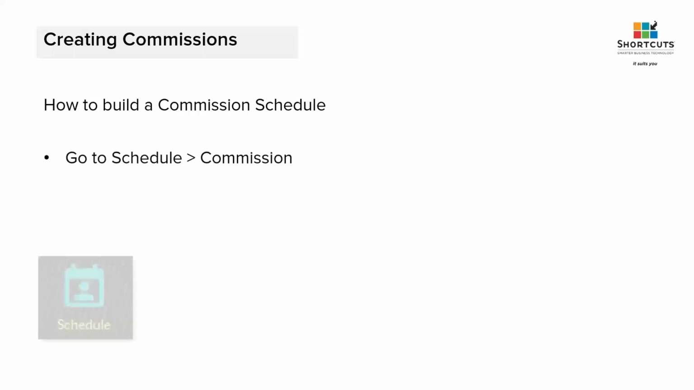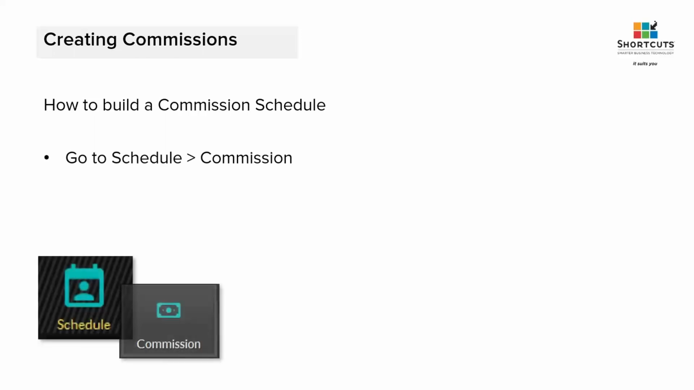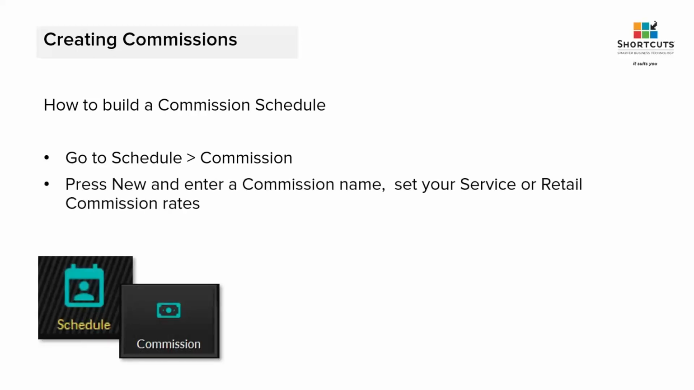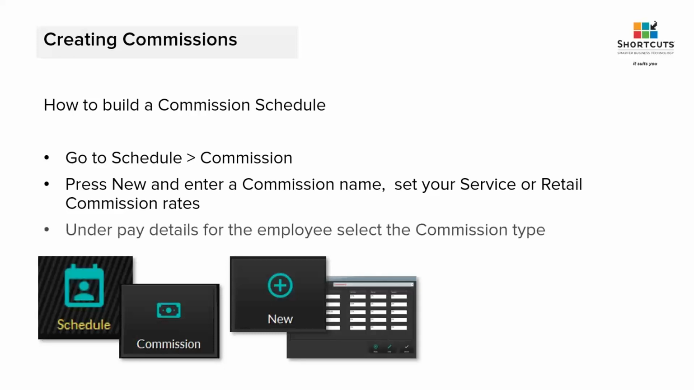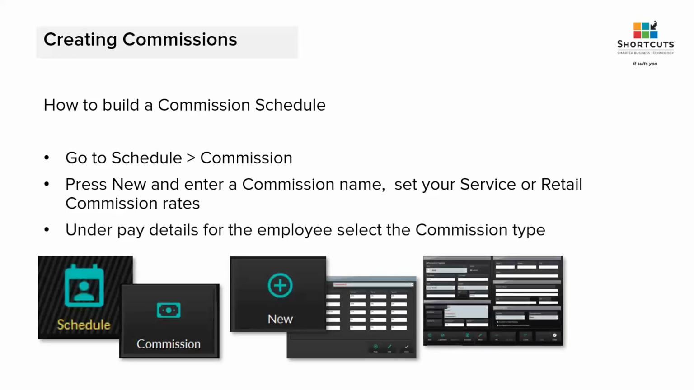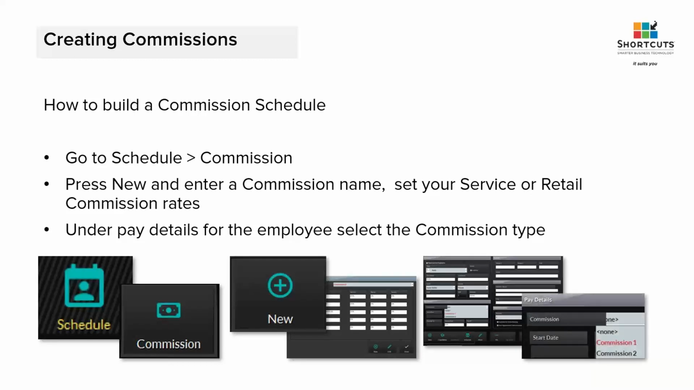In Shortcuts, by default, this doesn't require any special plugin. If you are a salon or a barbershop or a spa that has a single commission or multiple commissions, you would create what's called a commission schedule. This is available under setup. Usually when you go to the employees, you would go to the schedule button where you normally enter the staff hours for that week. At the bottom, there's also the ability to add a commission schedule. By default, there are no commissions in Shortcuts. You have to create them.